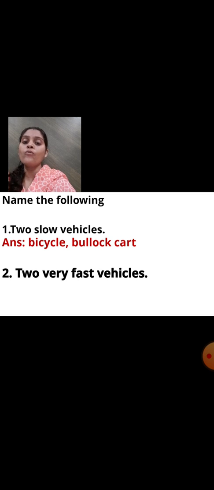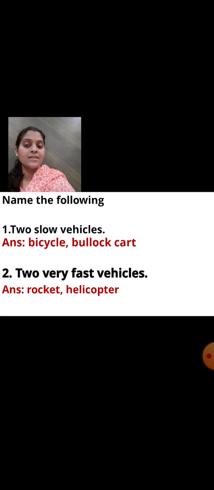First question: two slow vehicles. Just tell me two slow vehicles. Any two you can write. Yes, the teacher has written two here. Bicycle and bullock cart. Two slow vehicles. Next question: now two very fast vehicles. Just tell me two very fast vehicles. Yes, the answer is rocket and helicopter. Now kids, like the fill in the blanks, you are going to copy down name the following also in your EVS notebook.